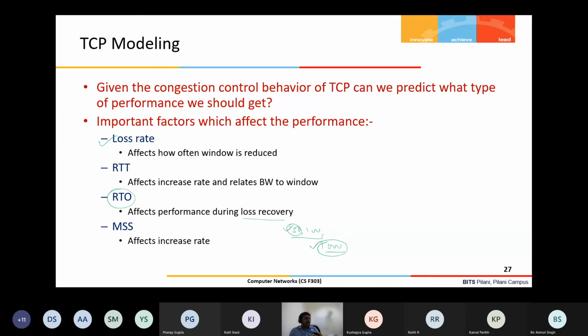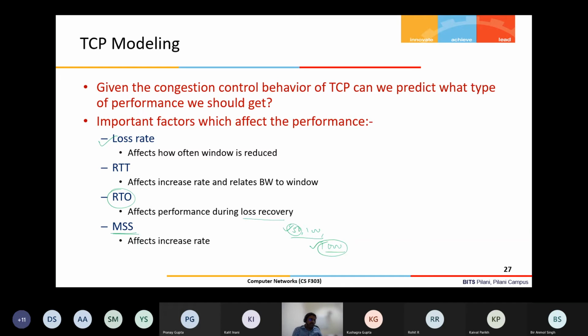And the other thing is that the overhead will be more if you are sending smaller size segments, because in every segment, whether it is 2 bytes of data or 10 bytes or 1000 bytes, your 40 byte TCP plus IP header is always going along with it, right? So maximum segment size also affects the increase rate. Ultimately, it affects the throughput of the TCP connection.